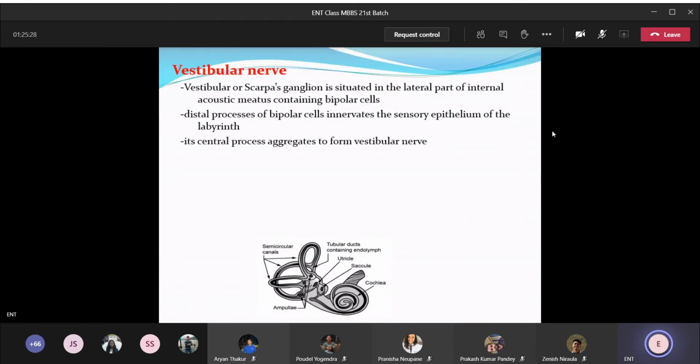Now vestibular nerve, which is a part of peripheral vestibular system, is the vestibular or Scarpa's ganglion. It is situated in the lateral part of internal acoustic meatus and it contains bipolar cells. The distal processes of bipolar cells innervate the sensory epithelium of the labyrinth, whereas the central processes aggregate and form the vestibular nerve.